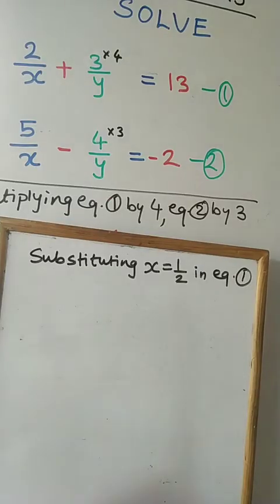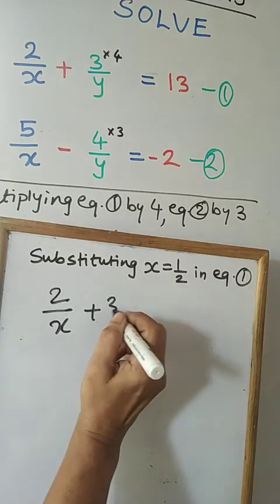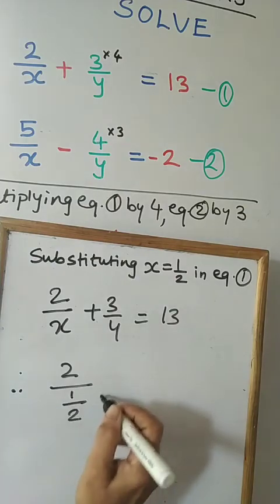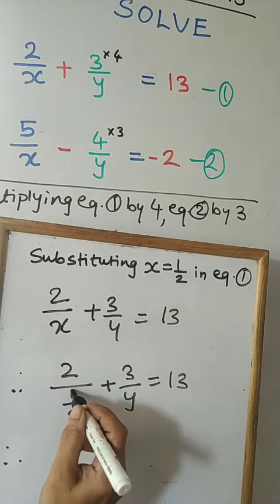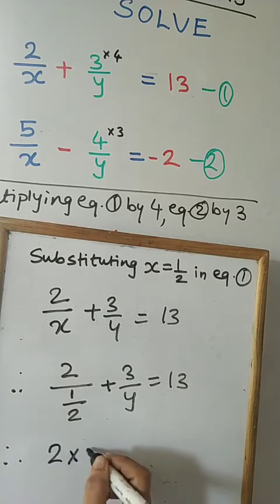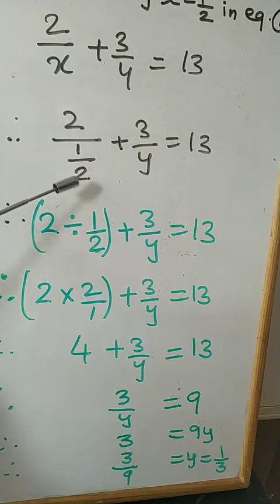So substituting x is equal to 1 upon 2 in equation 1. What is equation 1? 2 upon x plus 3 upon y is equal to 13. So I will write 2 upon x plus 3 upon y is equal to 13. So therefore 2 upon 1 upon 2 plus 3 upon y is equal to 13. Please do not fear. 2 upon 1 upon 2 means what? 2 multiplied by 2 upon 1. Observe. So let's focus. 2 upon 1 upon 2 means what? 2 divided by 1 upon 2.